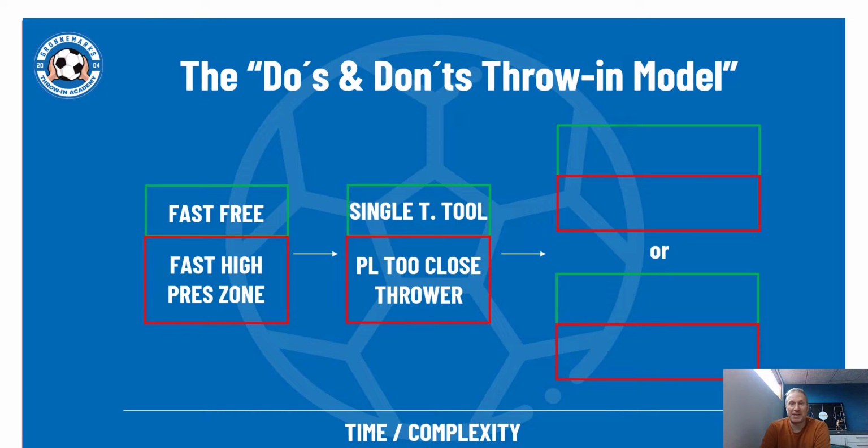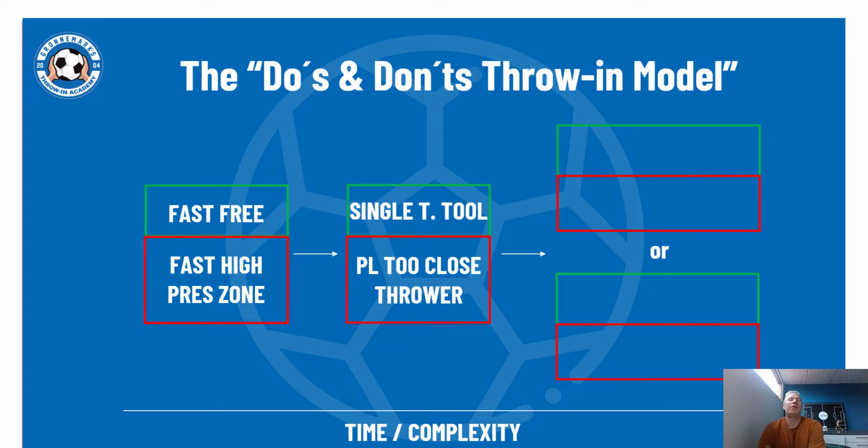But if you're playing a 4 against 2 on, let's say, a 20 by 20 meter pitch, then it's really easy to play 4 against 2. So it's a little bit the same, that I see too many teams coming too close to the thrower. So that's not so good.